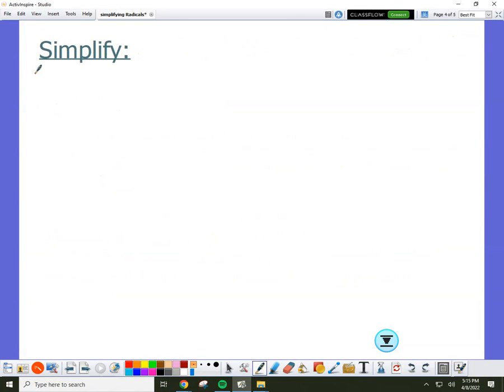Okay, so we're going to simplify. First one, we're going to do a nice little easy one, square root of 8. We're going to create that factor tree right there. So what numbers multiply to give me 8? I can have 2 times 4. 2 is a prime factor, so I'm done on this side. But 4 is not a prime factor. I have to break it up. What multiplies to give me 4? 2 times 2. Okay. We have completely factored.